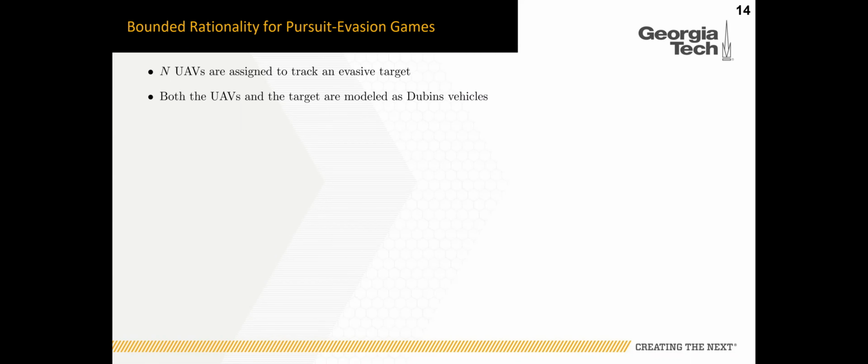So the UAVs and the target will be modeled as Dubins vehicles. So you see directly that this becomes somehow a harder problem. And the UAVs that track this evasive target will also have different kinds of intelligence, okay? So again, you can think that you have UAVs, different models, different computational capabilities and so on and so forth.